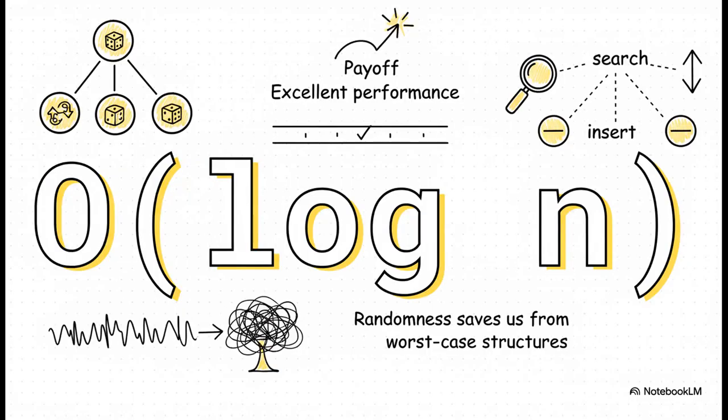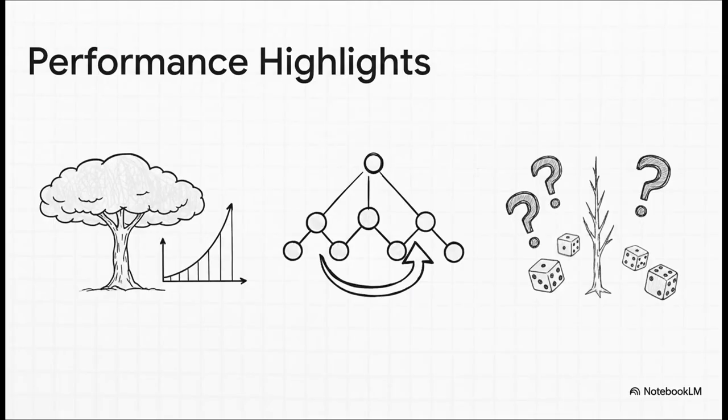And the payoff for all this cleverness? It's exactly what we wanted from the very beginning. Fantastic performance. Because that randomness saves us from those nasty, degenerate trees, the expected time complexity for searching, inserting, and deleting is O(log n). Let's just quickly highlight the key performance metrics here.